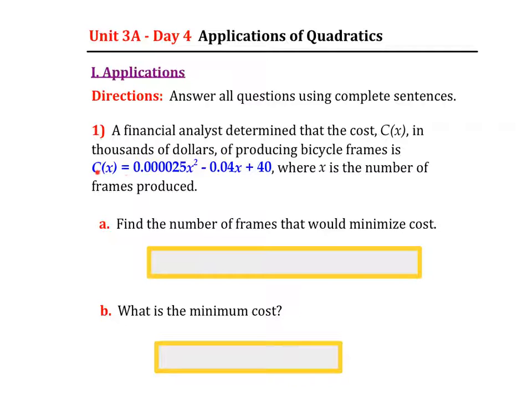Man, that is a gross looking equation. Ugh. Thankfully, we have calculators here to help. Where X is the number of frames produced. Find the number of frames that would minimize cost. What is the minimum cost?